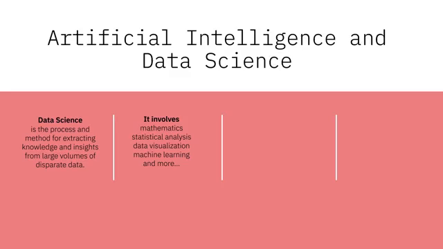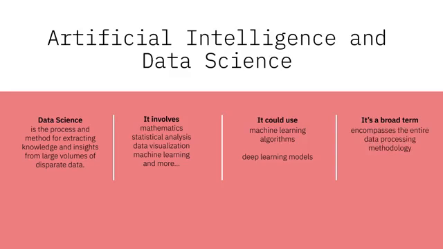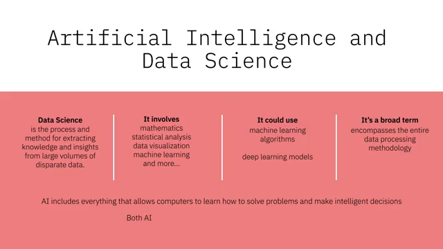Data science can use many of the AI techniques to derive insight from data. For example, it could use machine learning algorithms and even deep learning models to extract meaning and draw inferences from data. There is some intersection between AI and data science, but one is not a subset of the other. Rather, data science is a broad term that encompasses the entire data processing methodology, while AI includes everything that allows computers to learn how to solve problems and make intelligent decisions. And both AI and data science can involve the use of big data, that is, significantly large volumes of data.